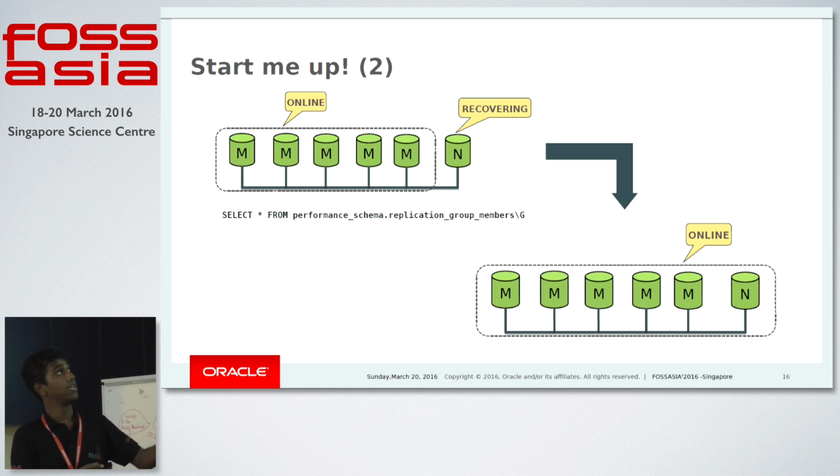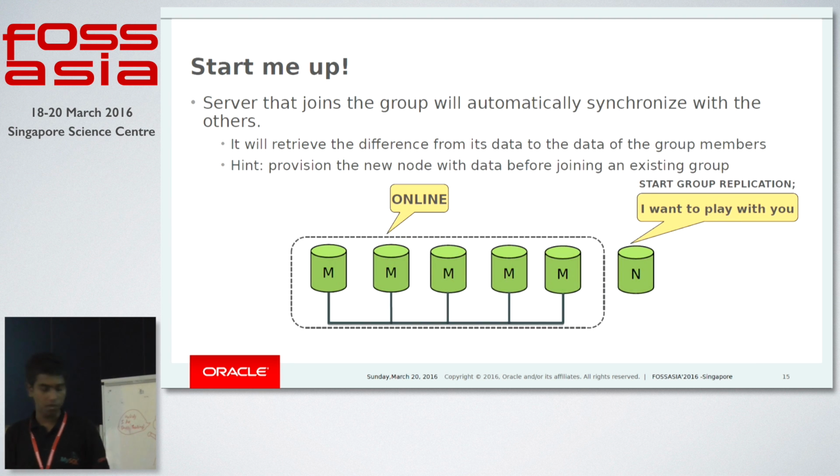What this will do is start the recovery of this node so that it becomes an active member of this group. It starts getting data from one of the donors, which is an online member of the group. And this is automatic? Yeah, this is automatic. All we have to do is just execute that particular command, start group replication.